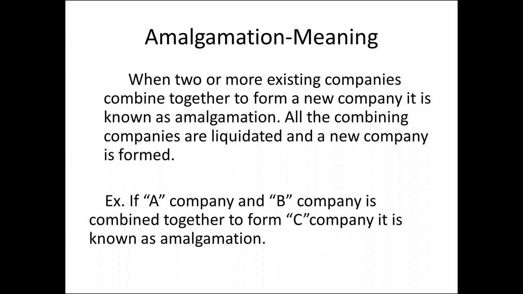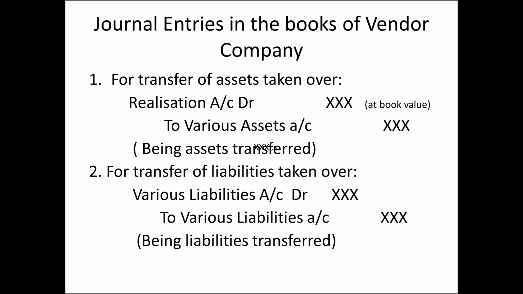For example, A and B companies are presently existing companies and the two companies join together to form a company called C. That company is called the newly formed company and this process is called amalgamation.